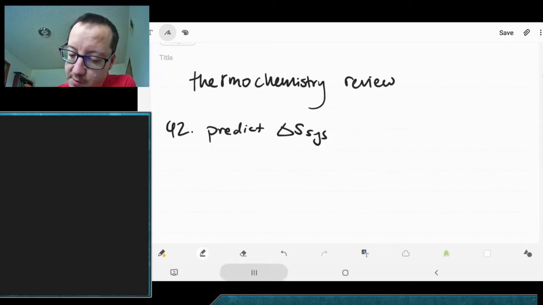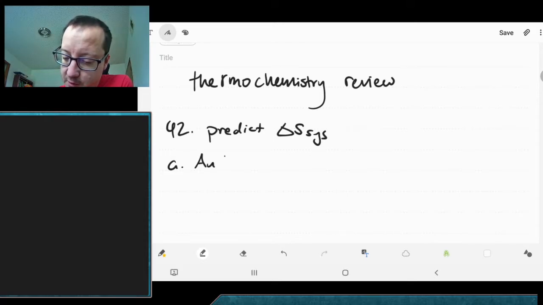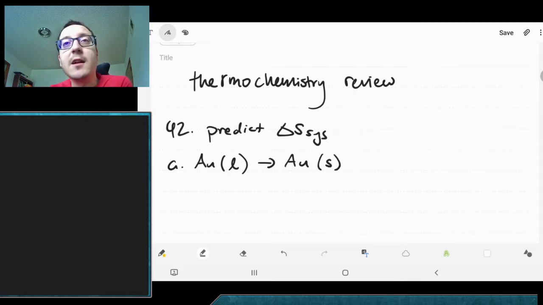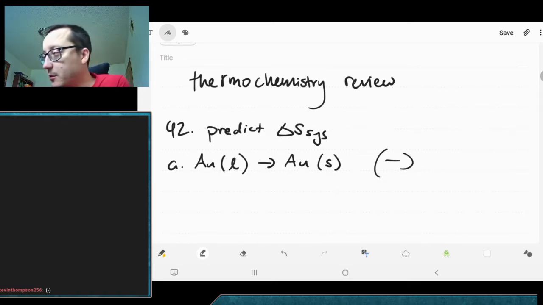So one of them is molten gold solidifying. That means we're starting off with liquid gold turning into solid gold. If we're trying to predict the change in entropy here, we're expecting this one to be negative, because we're reducing the degrees of freedom that these are allowed to use, right? We're basically taking away the rotation ability from the molecules as we solidify. So we're reducing the entropy there. As a result, it's going to be negative.